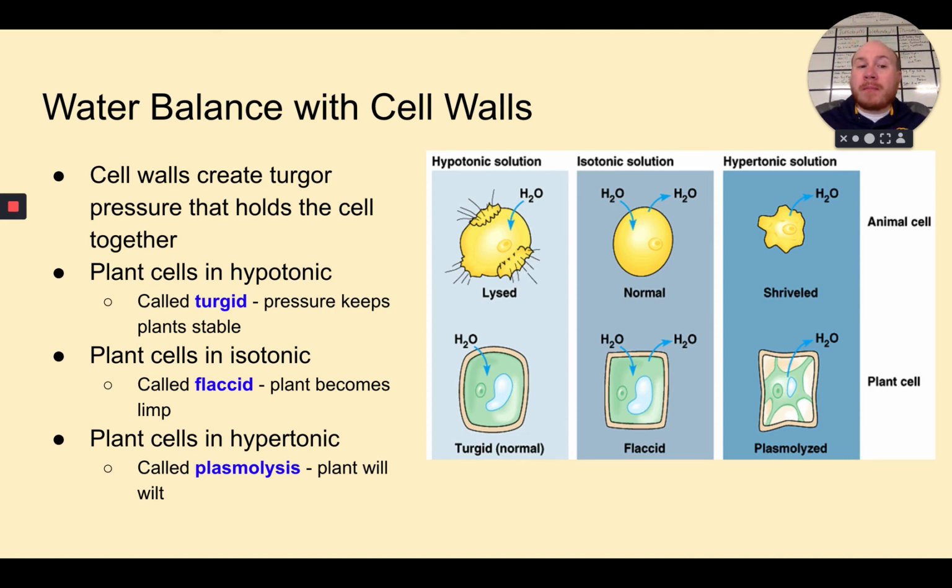Plant cells that are put in a hypertonic solution, like if you put some plants in salt water and they're not used to it, they're going to undergo what's called plasmolysis. And what happens is the plant itself will wilt. The actual cell membrane will pull off of the cell wall and the whole structure collapses in on itself. And this is when we see plants die.